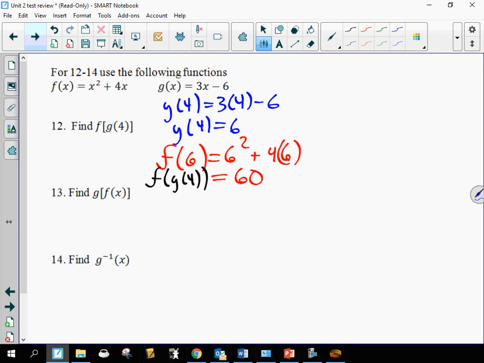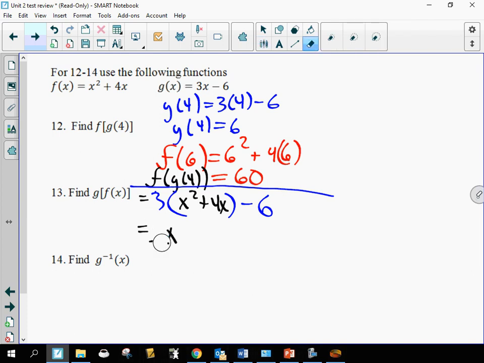For this next one, it's asking you to create the composite function. So that's 3 times whatever I'm plugging in minus 6, and what I'm plugging in is the whole other function. So it'll be 3x, I'm sorry, that's a little confusing. That'll be 3x squared plus 12x minus 6.